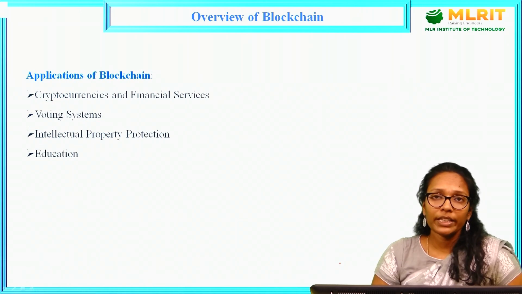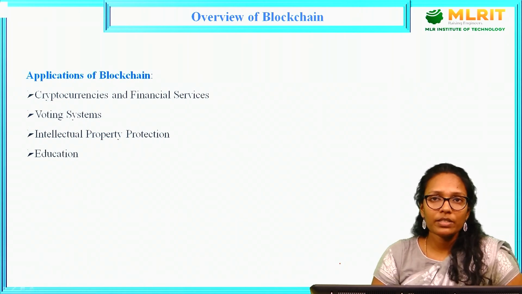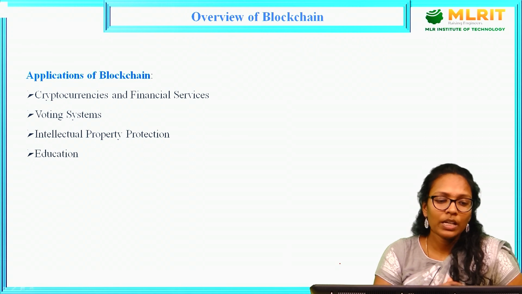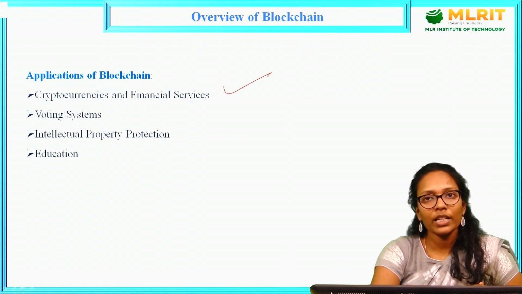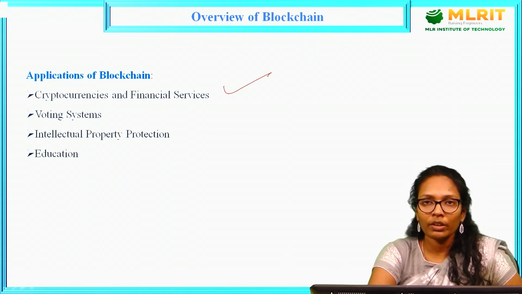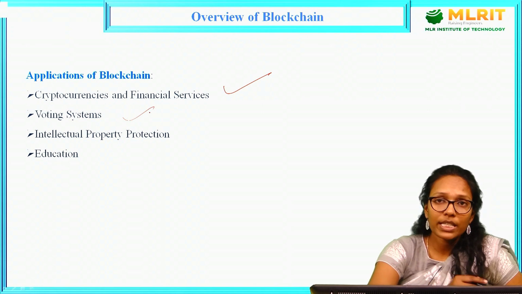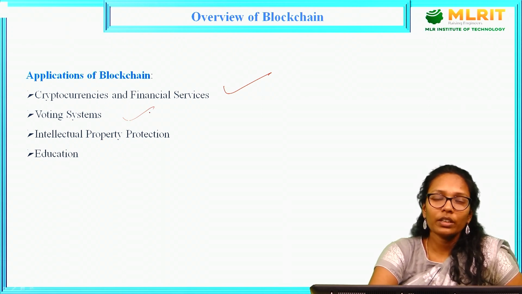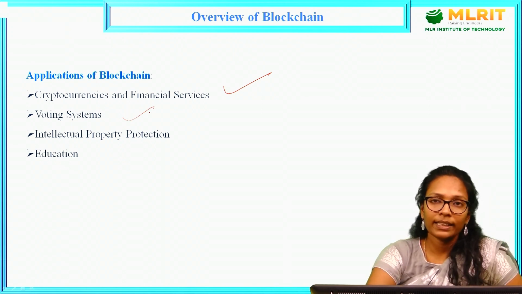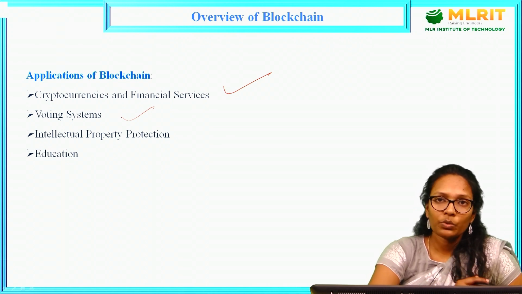Coming to the applications, we can list so many applications here. I have listed only some. One is cryptocurrencies and financial services in the banking sector, for developing a cryptocurrency like Bitcoin or Namecoin, we can use this blockchain technology. In the voting system, by sitting at home, you can do the voting process without any illegal things. So there also we can use blockchain.